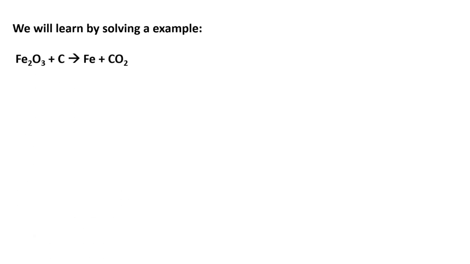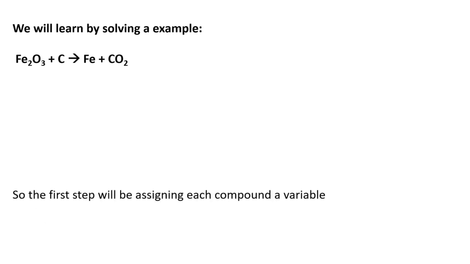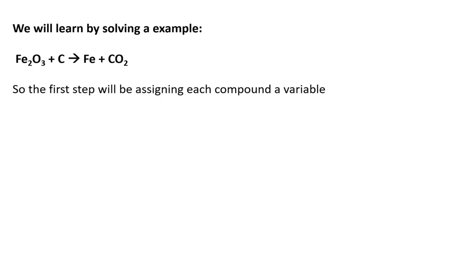So let's say this is the reaction given to you, where iron oxide reacts with carbon to give iron and carbon dioxide. So the equation can be written in this form. As a first step, what will we do? We will assign a value or a variable to each of the compounds.